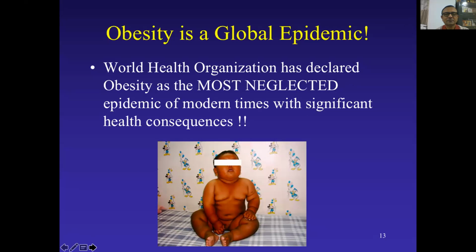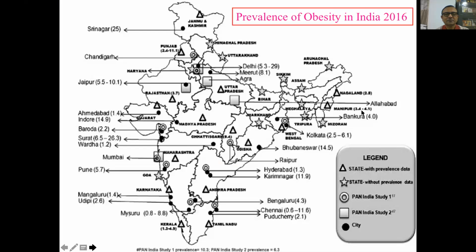But it has very significant impact, health consequences. These are the frightening data from India in 2016. And you see here in some parts of Delhi, it is as high as 30%. Some parts of Bombay, it is as high as 30%. So the prevalence of overweight and obesity has gone up significantly from 2000 onwards in Indian urban as well as rural setting, but it is much more pronounced in urban setting.